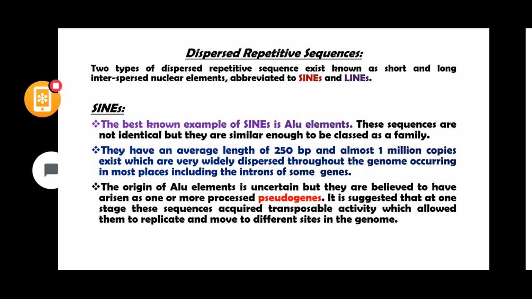Okay, now this repetitive sequence is known as moderately repetitive sequences because its renaturation rate is slower than the highly repetitive sequences but higher than the unique sequences. So that's why its name is moderately repetitive DNA sequences.